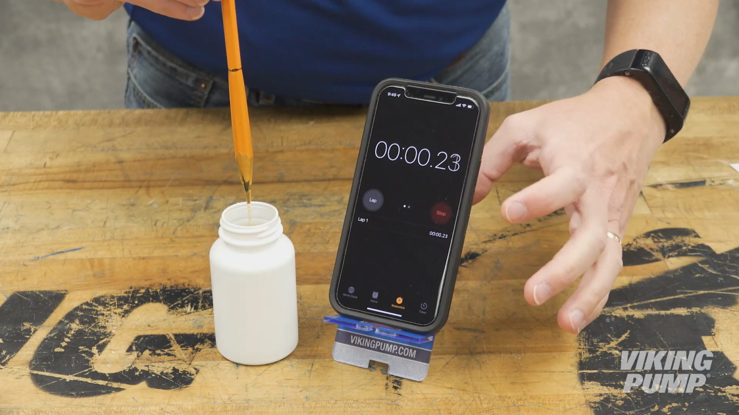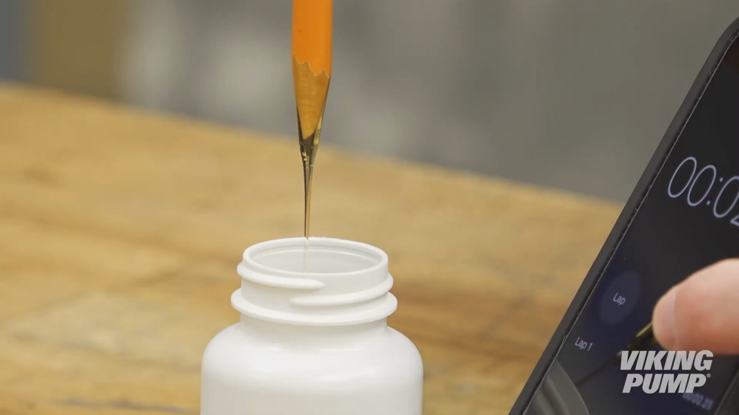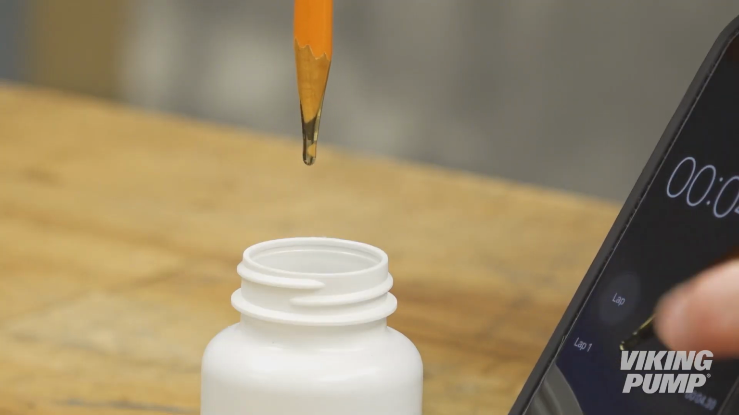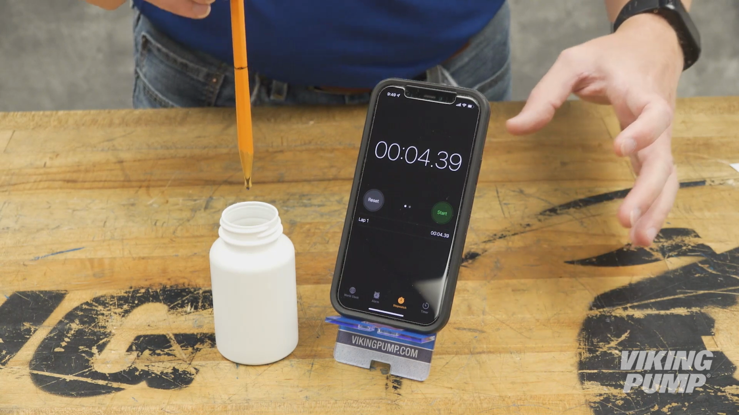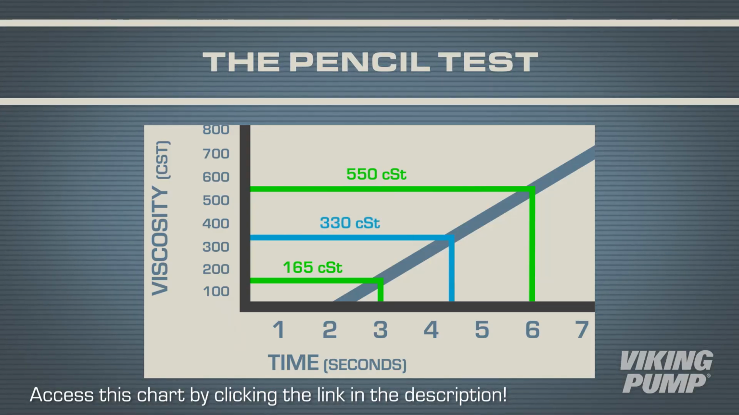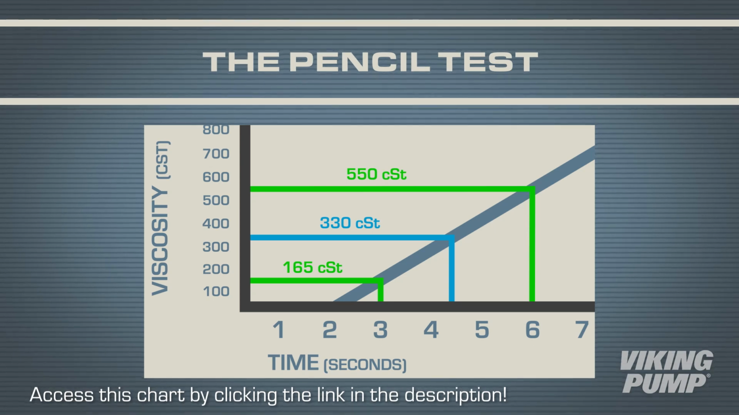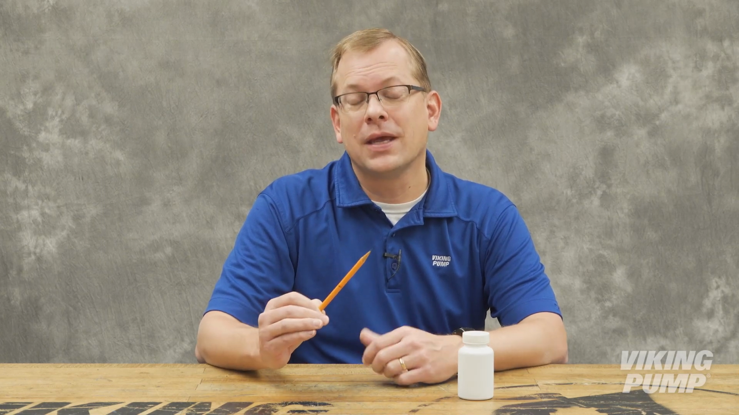Now let's test our unknown process liquid. Here we see the drips form at about 4 to 4.5 seconds. That gives us a viscosity of approximately 330 centistokes. The pencil test tends to work best for medium viscosity liquids. Thin liquids are too quick and too difficult to time, while thick liquids take way too long to time. Best results tend to be somewhere between 100 and 7,500 centistokes.